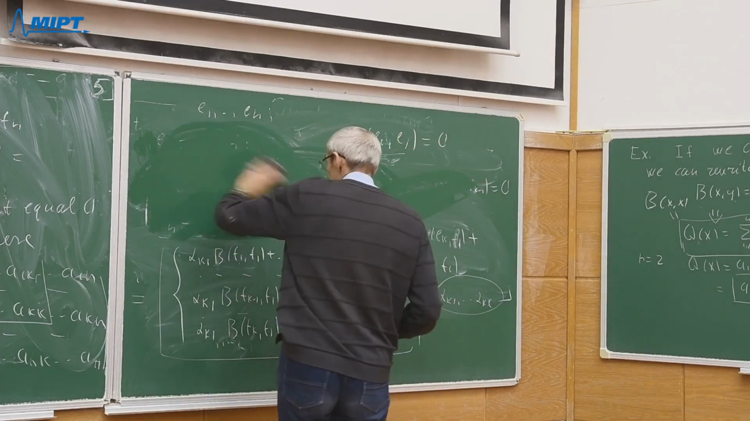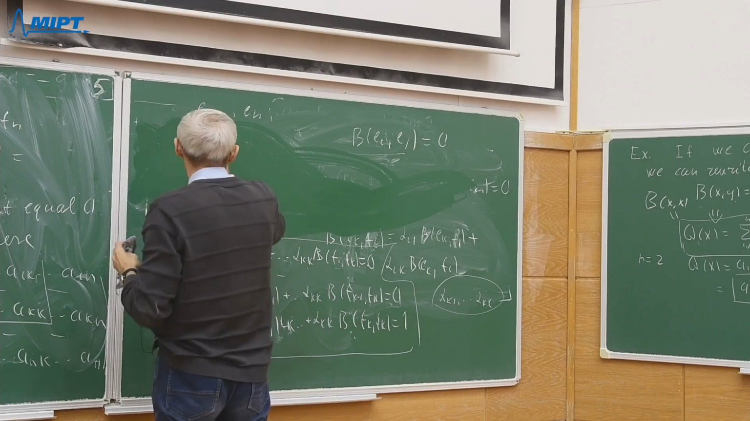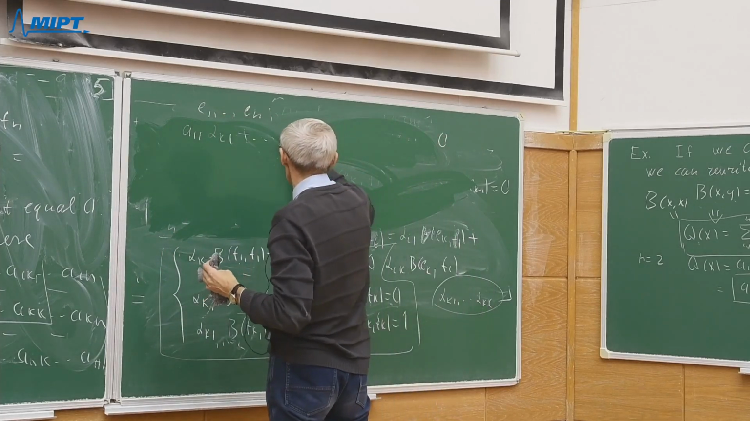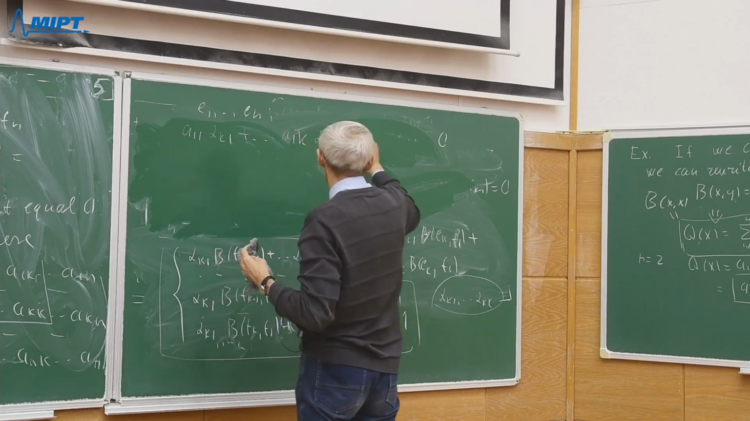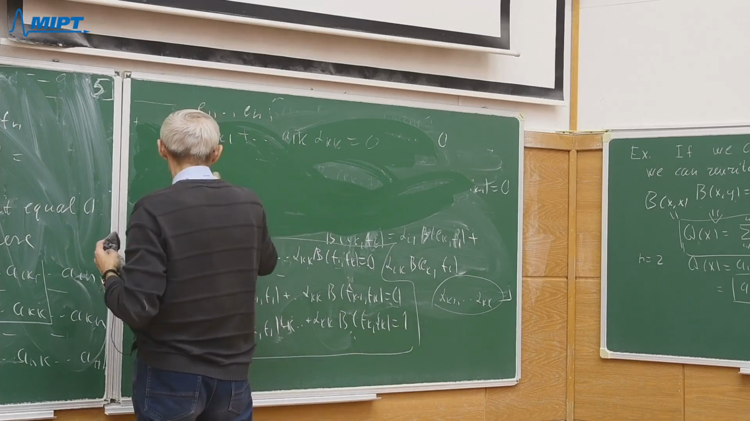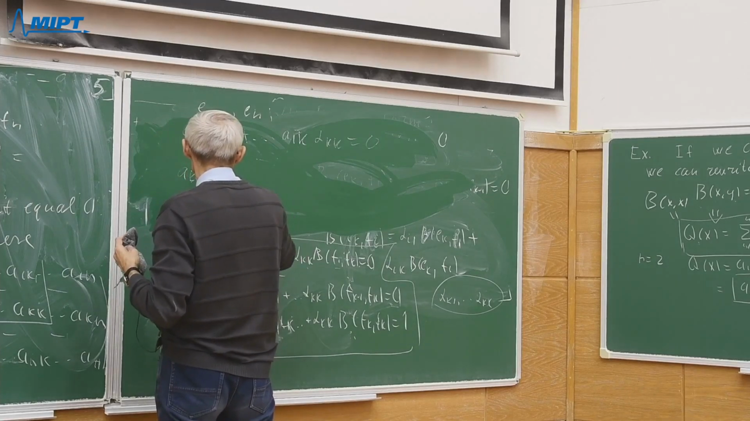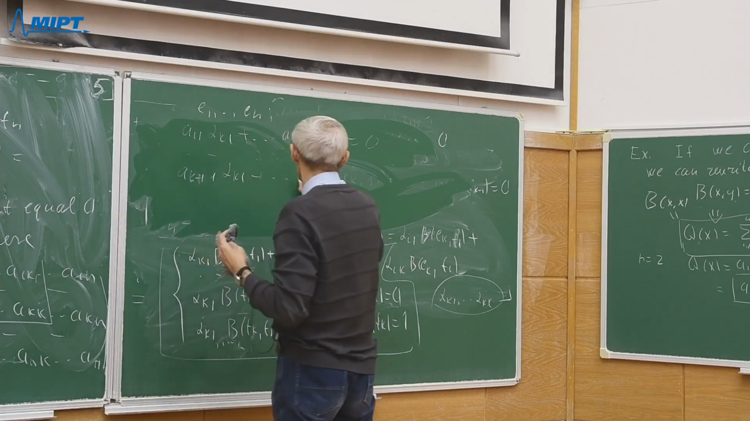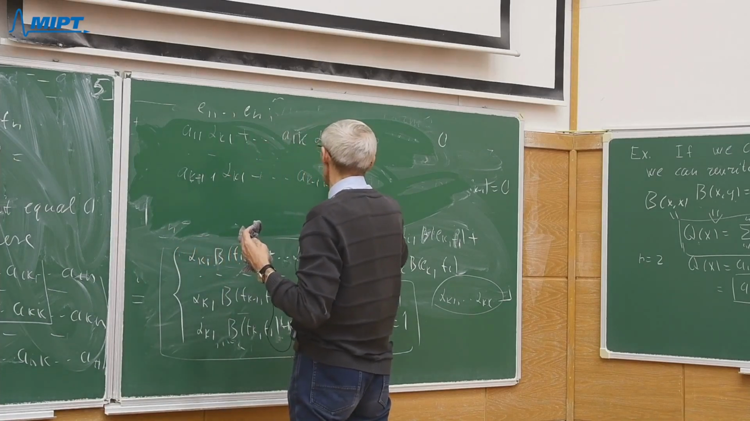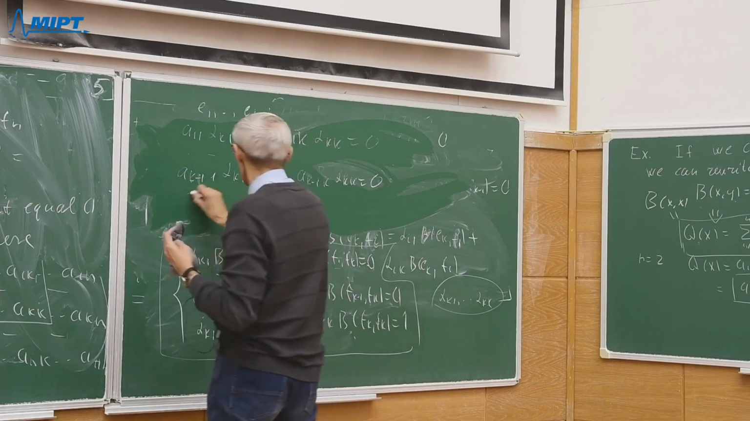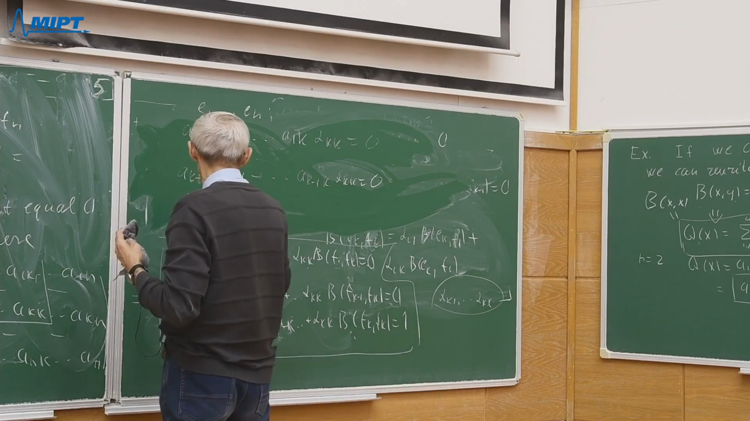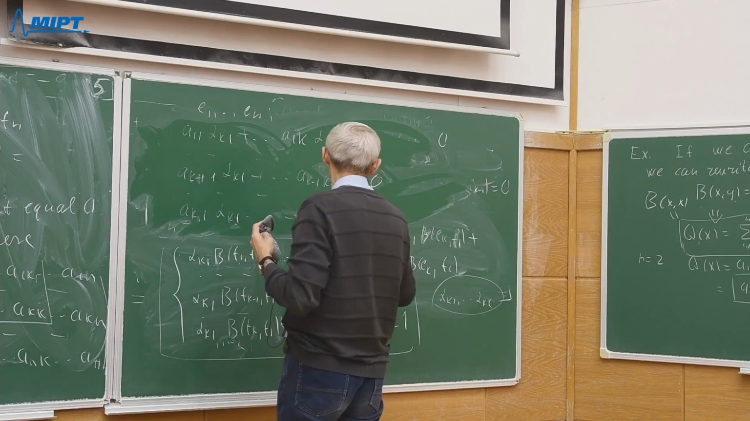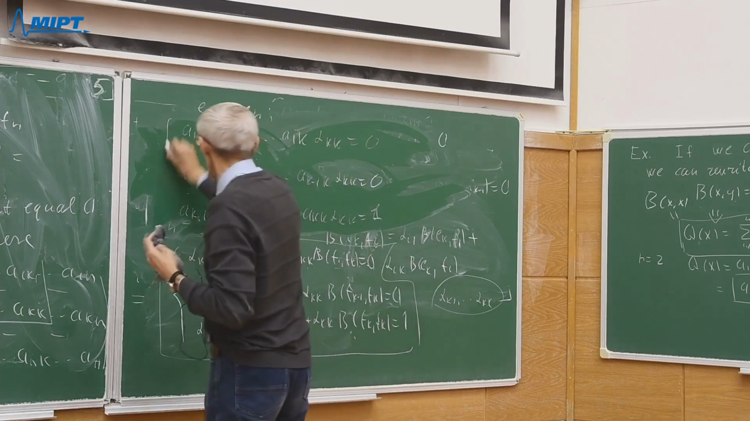We obtain the following system: a11 alpha k1 plus a1k alpha kk is equal to 0, a(k minus 1)1 alpha k1 plus a(k minus 1)k alpha kk is equal to 0, and ak1 alpha k1 plus akk alpha kk is equal to 1. We obtain the following system.